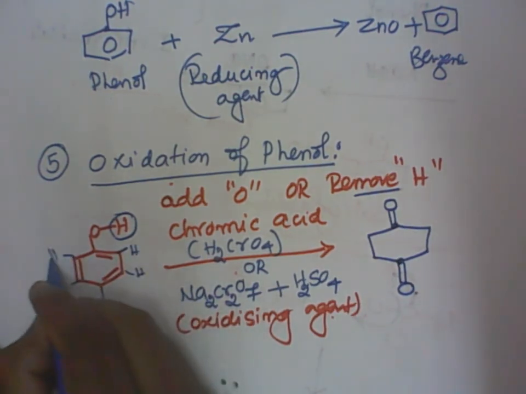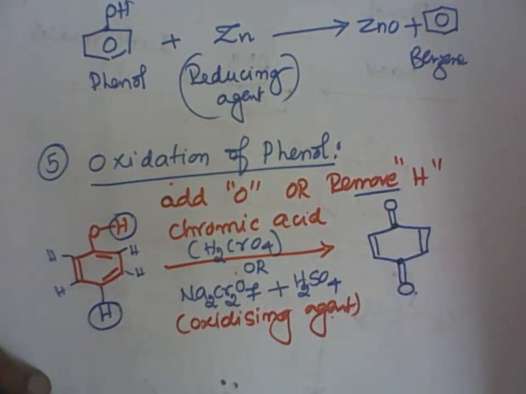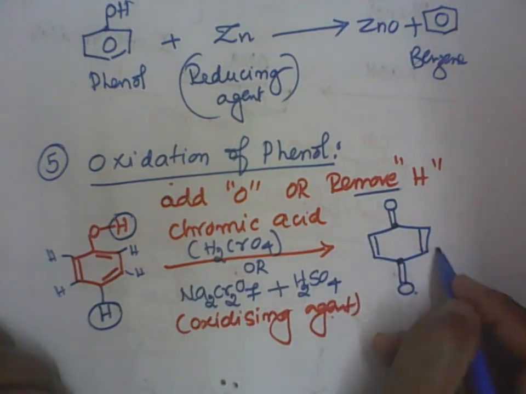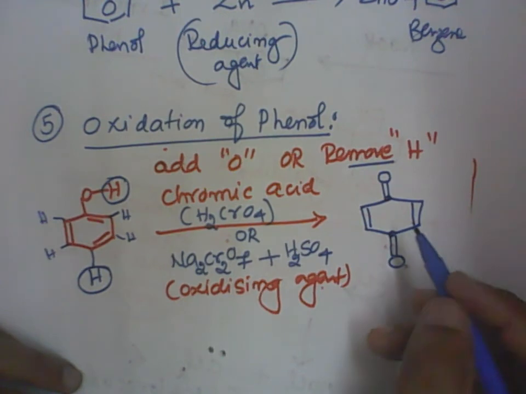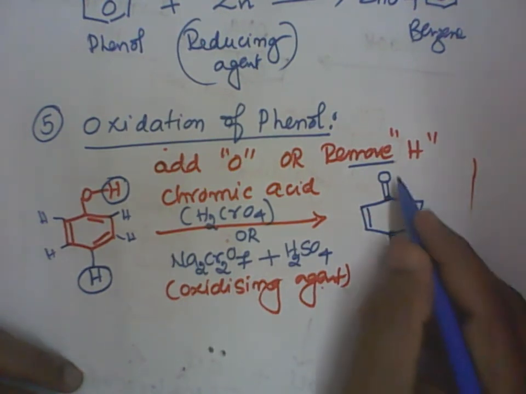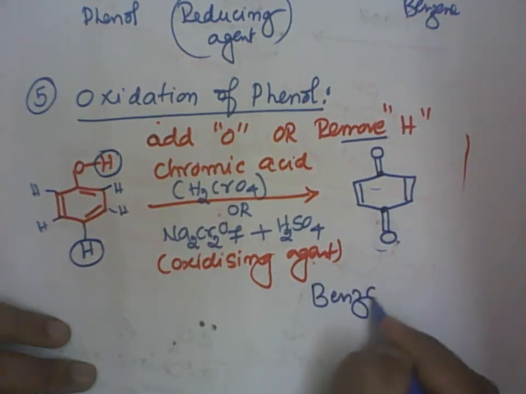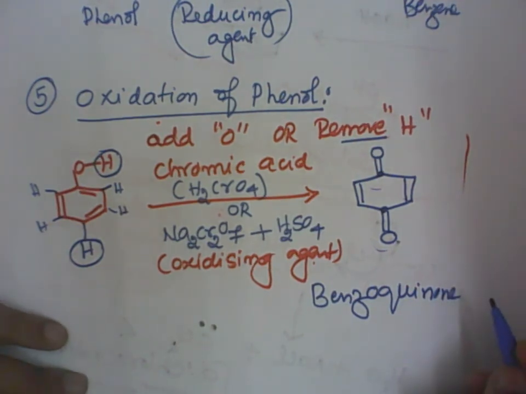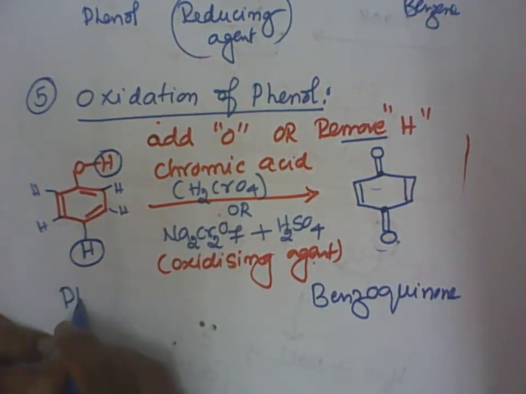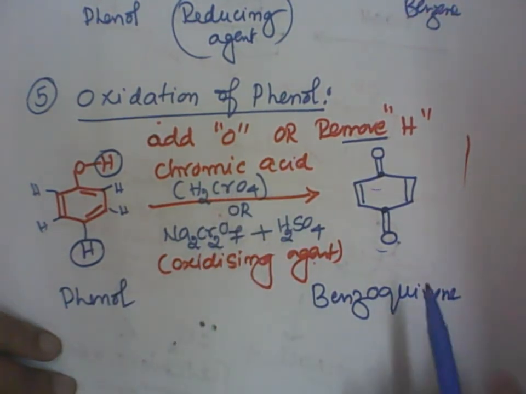Hydrogens are there on the benzene ring also. So I'll have double bonds, which means carbon will have altogether 4 bonds around it. And this molecule is of the ketone type. C double bond O, C double bond O, ketone. The molecule name is benzoquinone. So phenol undergoes oxidation in the presence of chromic acid to give benzoquinone.